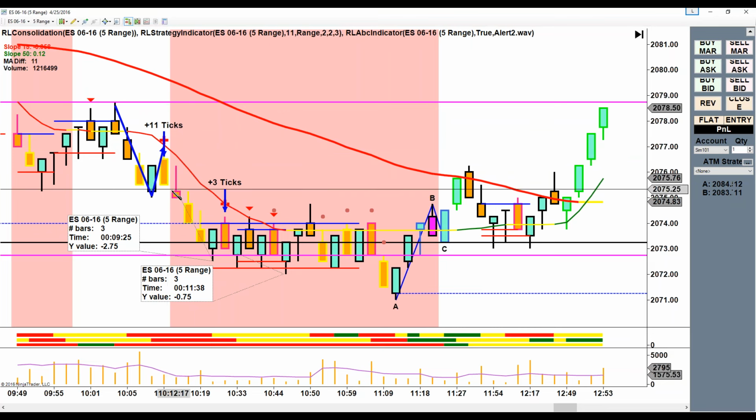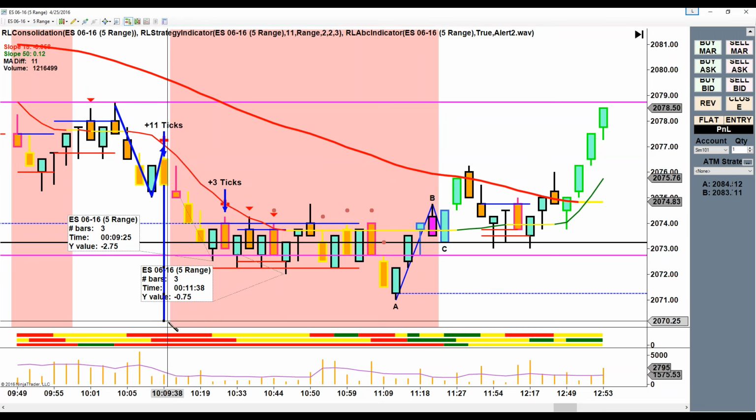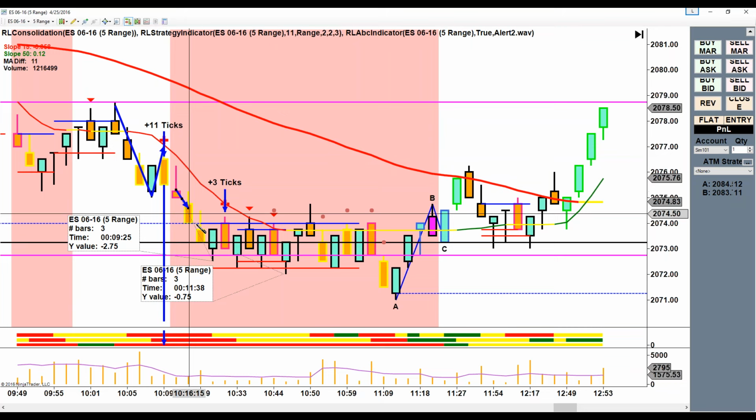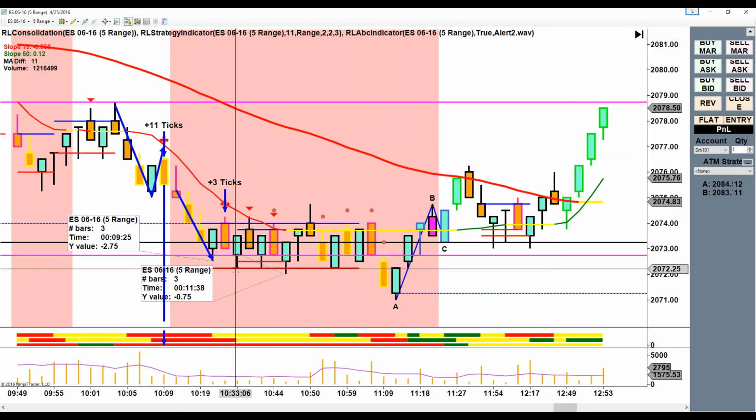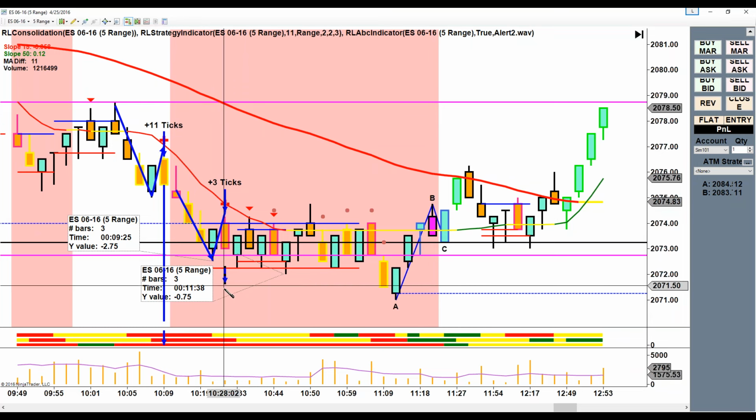We didn't have background bias, but I love the triple quants. I had all the correlative markets in my favor. And the trade dropped from here to here, 2.75 points. Then I got a retracement.